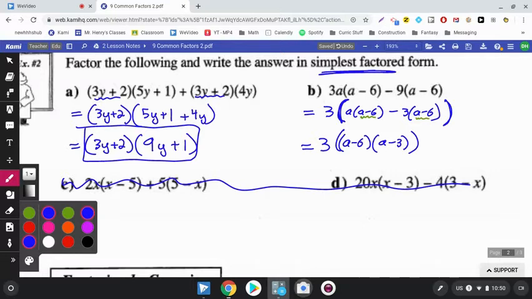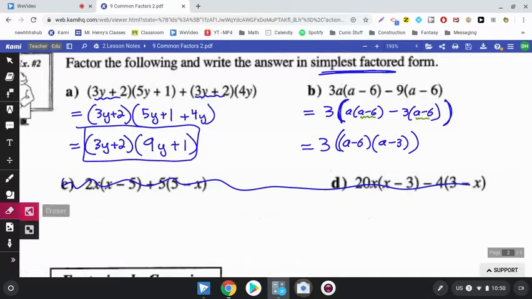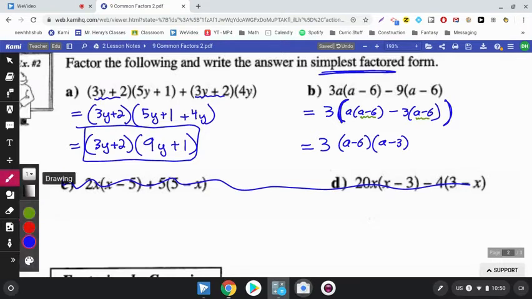And before I write my final answer, I'm actually going to point out I kind of have some redundant information. I have 3 times this times this. Well, this extra set of brackets aren't needed. It's just 3 things multiplied together. And I know order doesn't matter with multiplication, so I could actually go ahead and remove those brackets. I wouldn't actually need them. Okay, 3 times a minus 6 times a minus 3. That is fully factored. There you go.